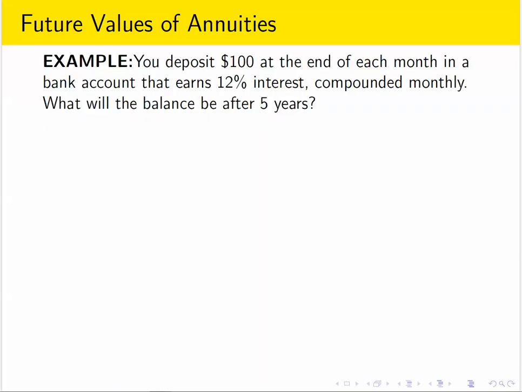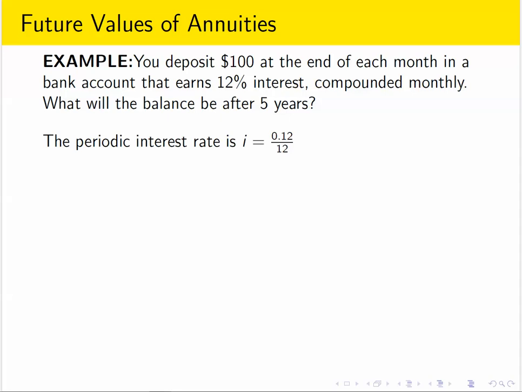So for a first example, imagine you deposit $100 at the end of each month in a bank account that earns 12% interest, compounded monthly. What will the balance be after 5 years? So notice this is a little bit different than a compound interest problem we've studied earlier because you're making more than one payment. You're not just putting money in and letting it gain interest for 5 years. You're adding money every month.